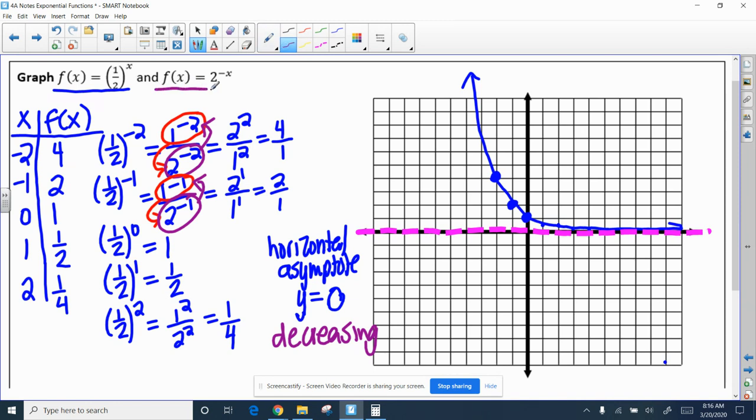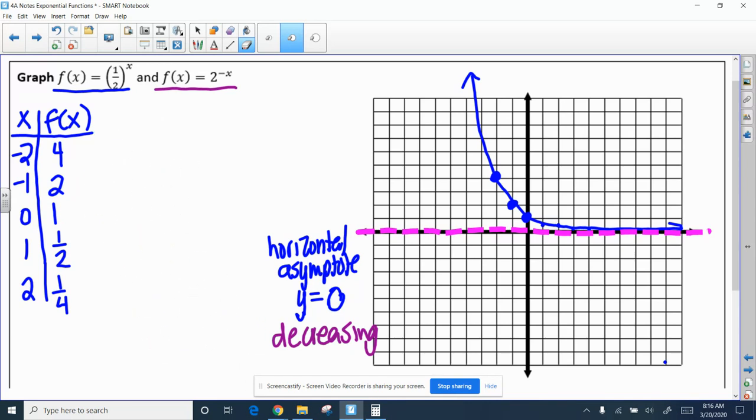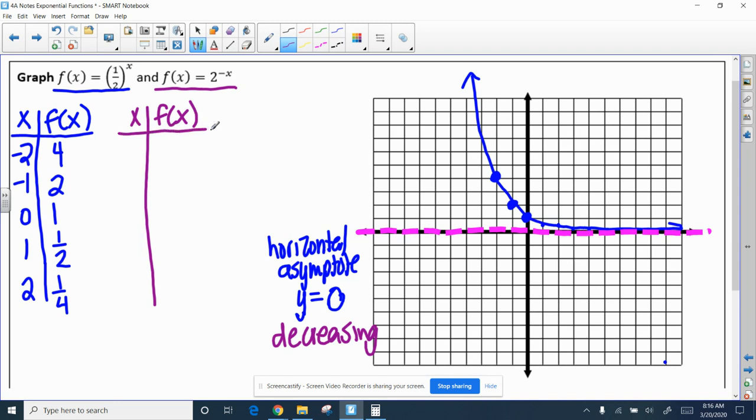Now, we also want to graph this one, f of x equals 2 to the negative x power, and see what that looks like. So I'm going to erase this work here so I have room to make another table. So I'm going to make a table for the second function, x and f of x. And I'm going to use the same x values, -2, -1, 0, 1, and 2. All right, so let's plug those in. This time we're using f of x equals 2 to the negative x power.